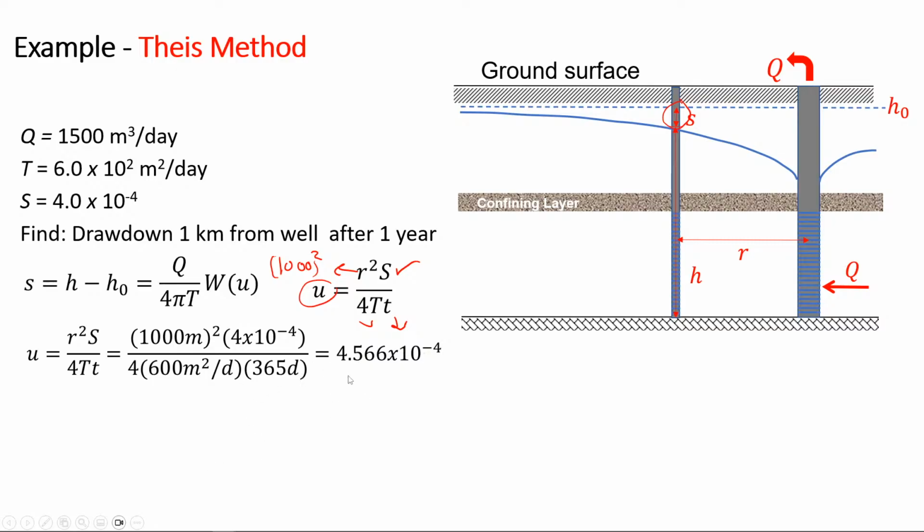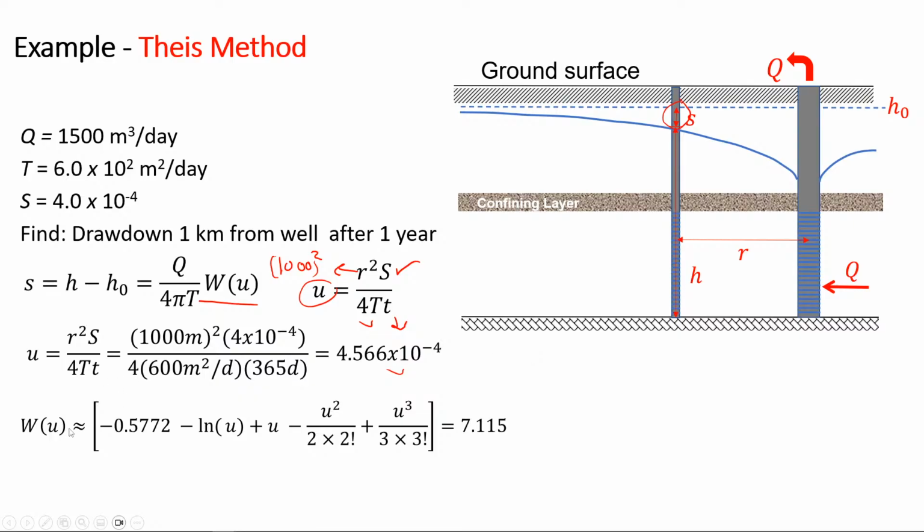And now this is the u, but my equation here is asking for the well function, W(u). You can get this from the equation, from the table, or from the figure. Here I did it from the equation. I only took up to 5 terms.